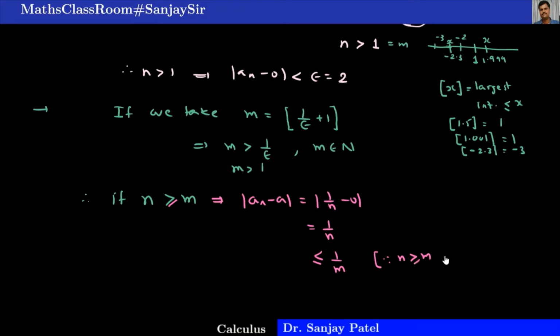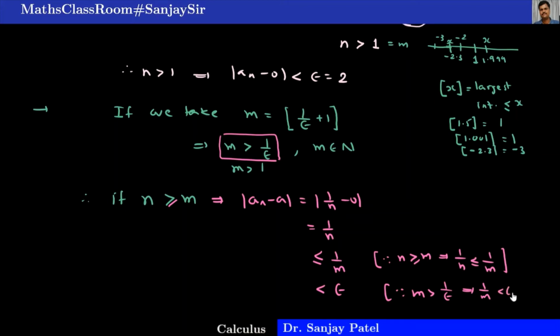So for n greater than or equal to m, I can write 1 upon n is less than or equal to 1 upon m. But 1 upon m, by our choice of the number m, is such that m is greater than 1 upon epsilon. So 1 upon m is less than epsilon, because m is greater than 1 upon epsilon, which implies 1 upon m is less than epsilon. So this suggests that if you choose your term number n greater than or equal to this value m, which is a positive integer, then the difference between an and a can be made less than epsilon.